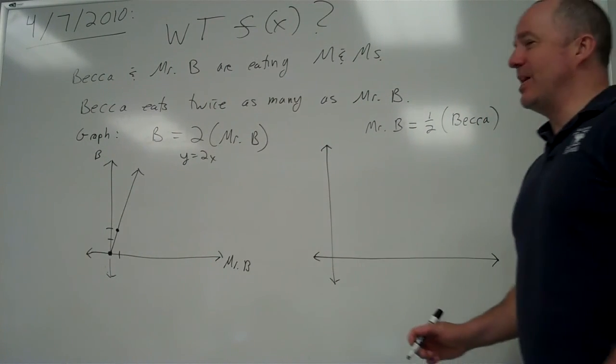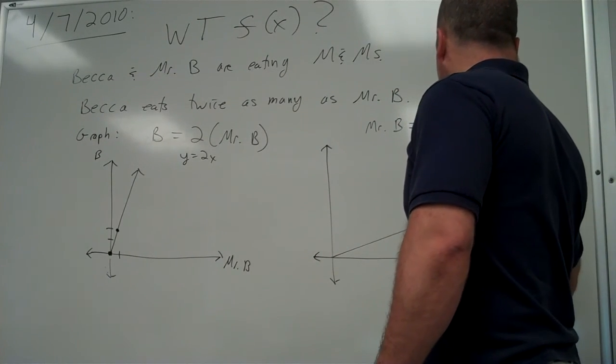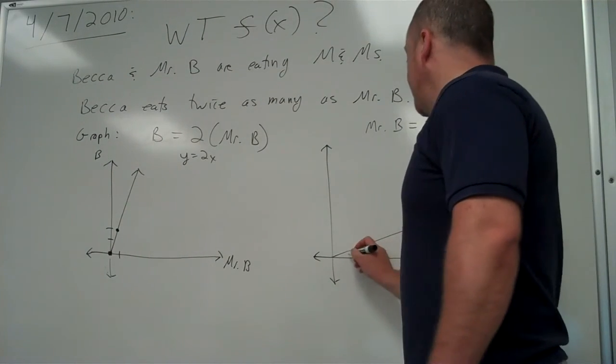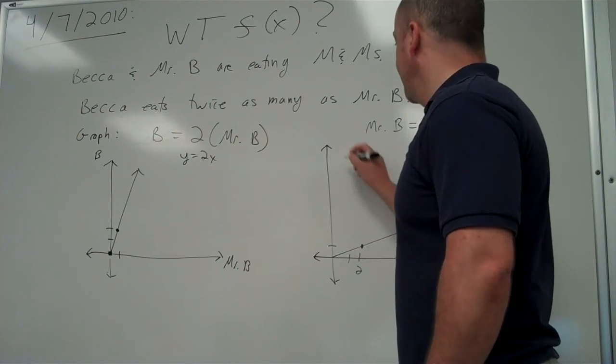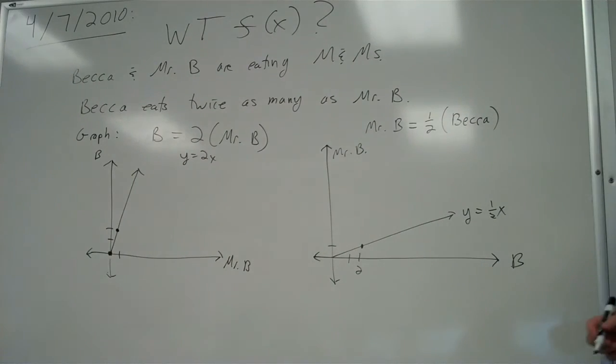That's okay. Now we have a different line. Now we have the line y equals 1/2 x, where every 2 M&Ms Becca eats, I only eat 1. What's the difference between these two lines?